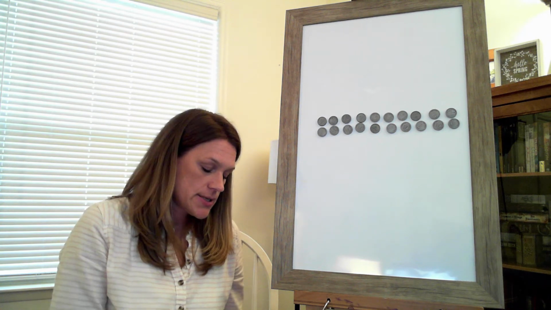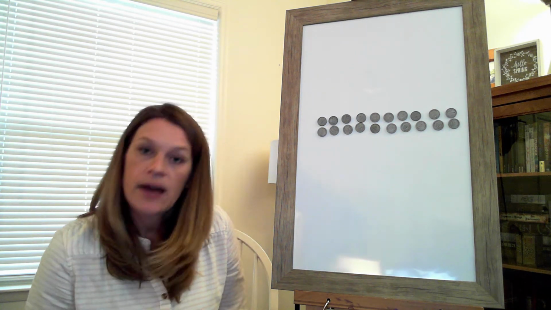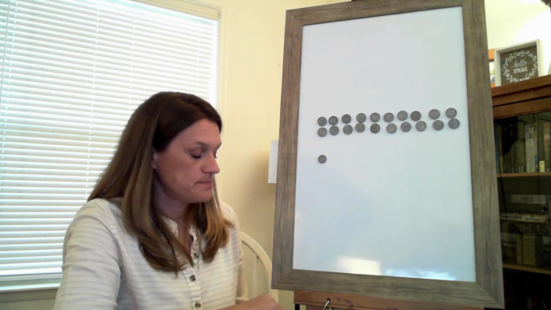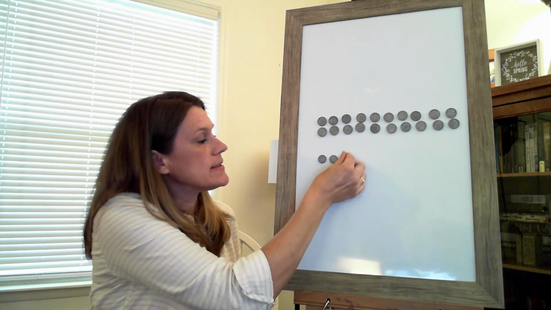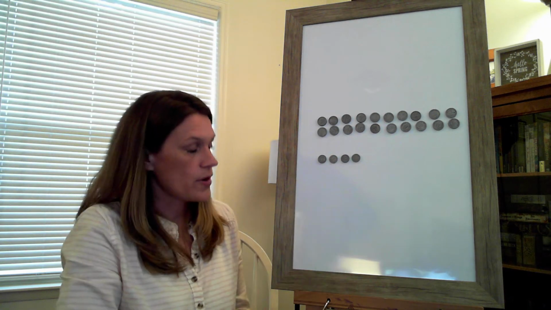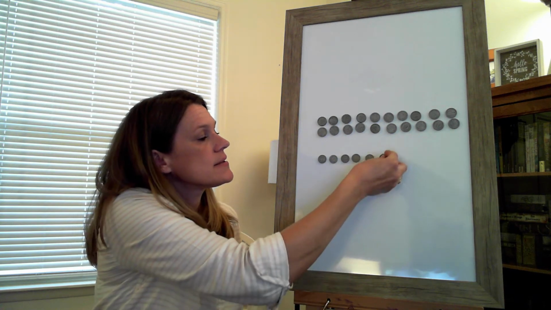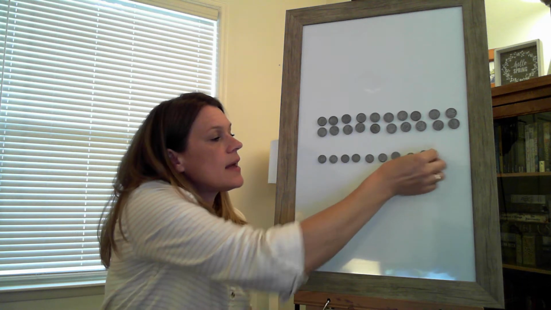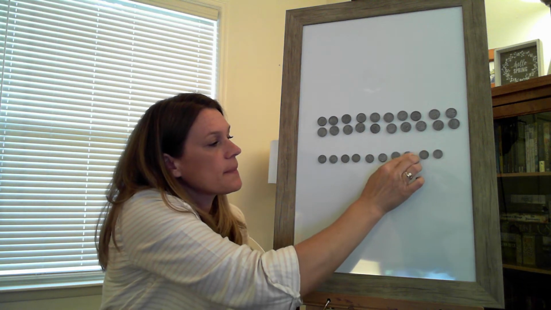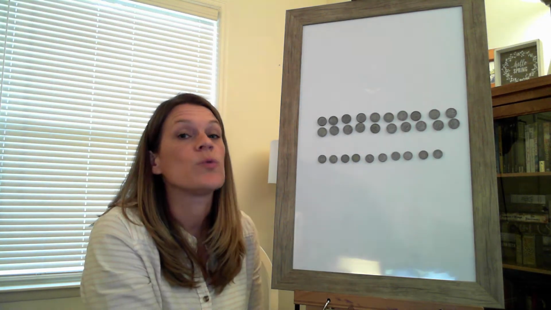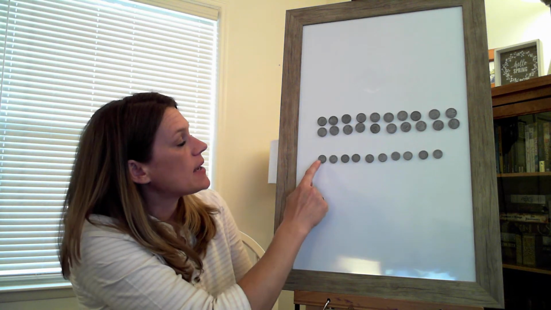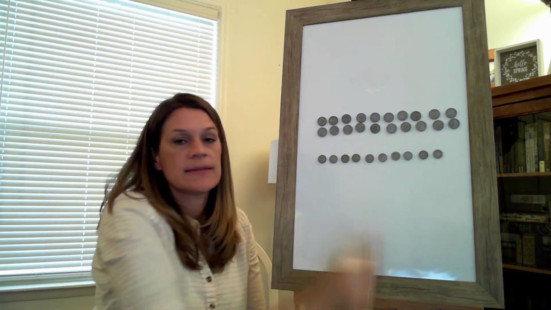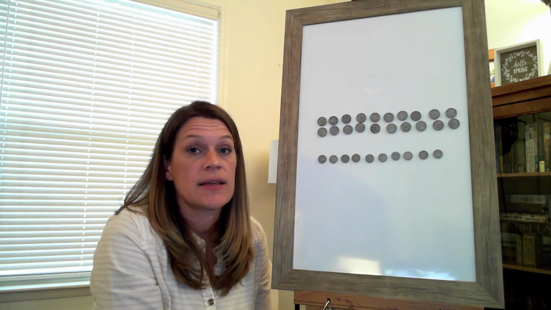All right, let's bring out our dimes. How do we count when we're counting our dimes? By 10s, that's right. 10, 20, 30, 40, 50, 60, 70, 80, 90, 100. 100 cents equals $1. Let's see how many dimes it took. 1, 2, 3, 4, 5, 6, 7, 8, 9, 10. It takes 10 dimes to make $1.